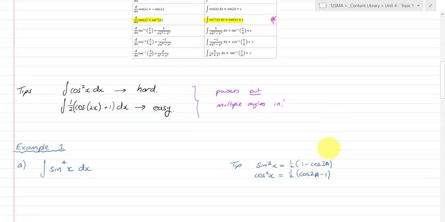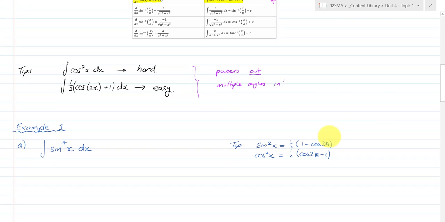So a couple of tips first of all. Integrating cos squared x is quite hard. It's a chain rule type question: cos x is inside a squared function, and it's pretty hard to do. But we can make this conversion, which I will show you, and integrating cos 2x is much easier. Generally speaking, we want to get the powers out and the multiple angles in. Multiple angles are easy to deal with, powers are hard to deal with. That's a very general rule, and it's not always the case. Sometimes we can be quite clever and set up a nice substitution, but this is the general case.